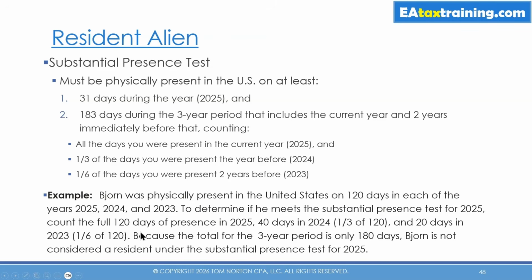So 2025 was 120 days. So we're going to count those towards this 183 days. 2024, we're only going to count 1/3 of the days, which is 40. And in 2023, we're only going to count 1/6 of the days, which is 20. So if you add up all of that, 120 plus 40 plus 20, that is 180 days. That is less than 183 days. Therefore, Bjorn is not considered a resident under the substantial presence test. So he would be a non-resident alien.